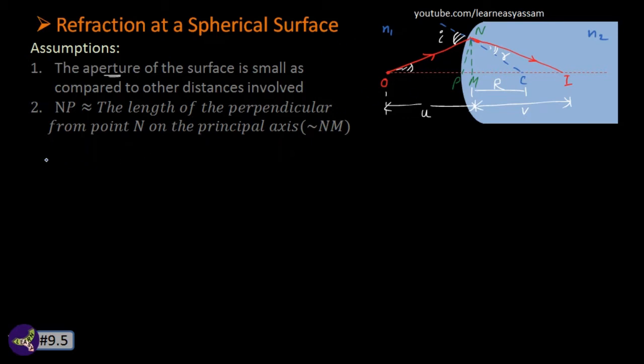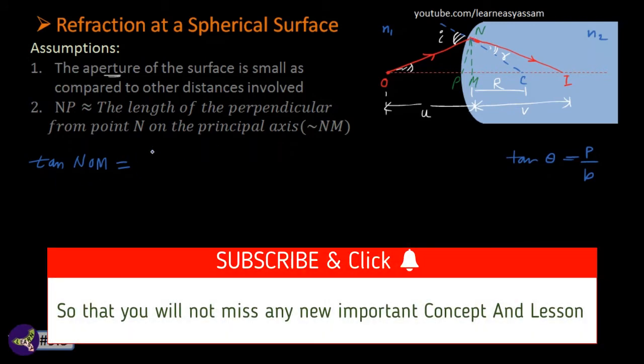Now we will consider tan of the angle NOM. So this triangle NOM is there. We have to consider this angle, then we will get tan of the angle NOM. We know tan theta is nothing but perpendicular by base, so P by B. We can write here that MN is the perpendicular, so MN by, and the base is nothing but OM.